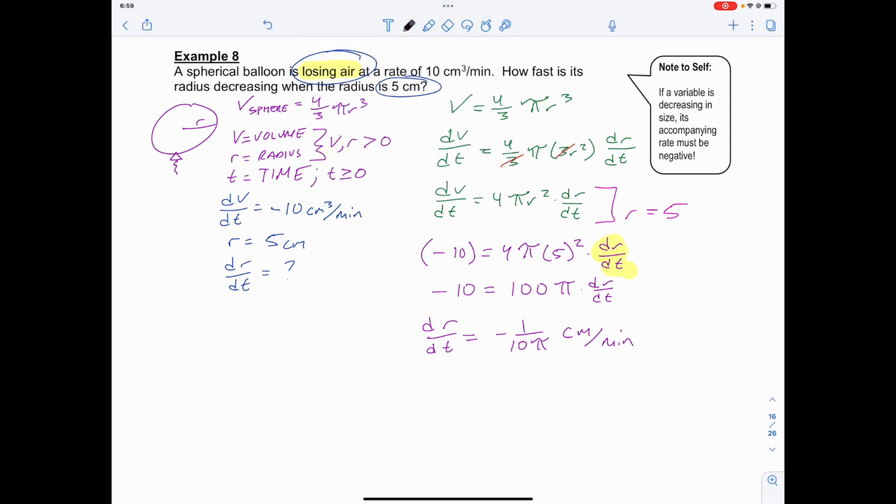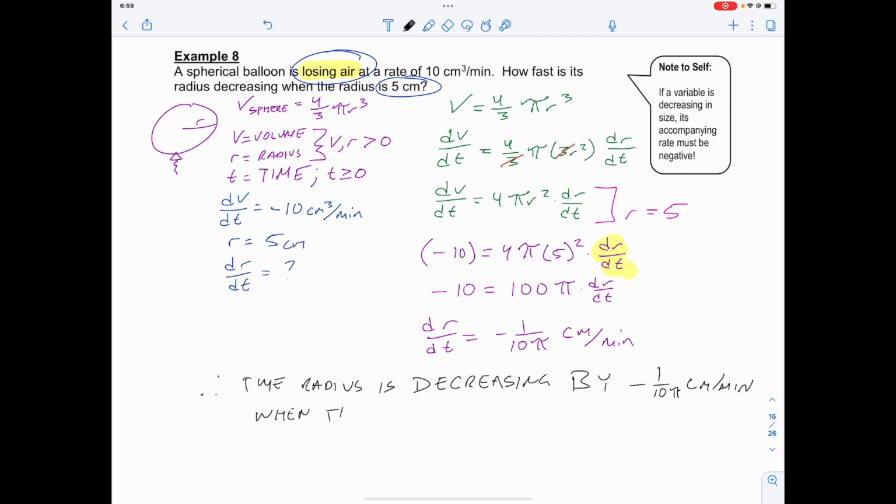And then we do our statement. The radius is decreasing because it's negative, by negative 1 over 10 pi centimeters per minute when the radius is 5 centimeters.